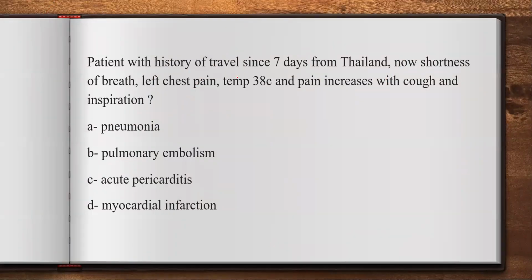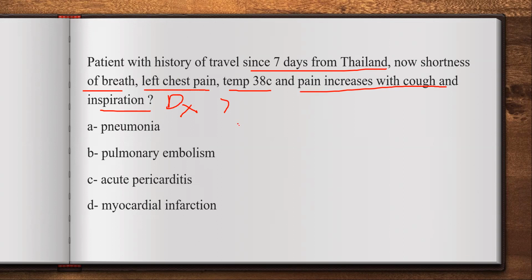Next, patient with history of travel since 7 days from Thailand. Now shortness of breath, left-sided chest pain, temperature 38 degrees Celsius, pain increases with coughing and inspiration. What's the diagnosis? So fever, shortness of breath, chest pain, and you can see the pain increasing with cough and inspiration. Okay, so what's your diagnosis? Pulmonary embolism. Because of the travel history.